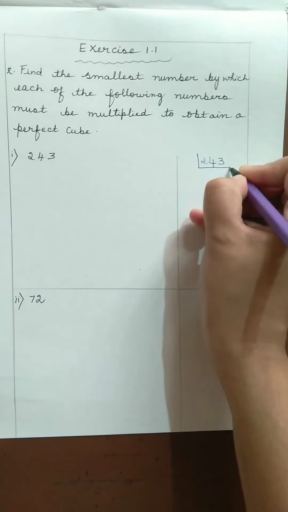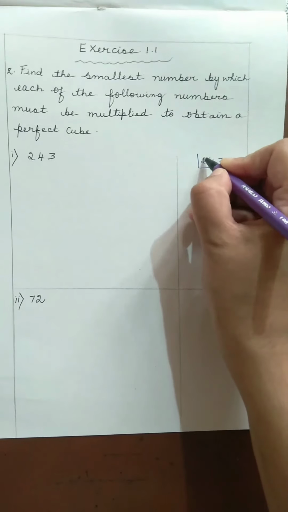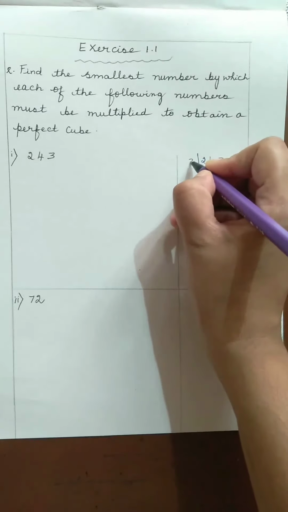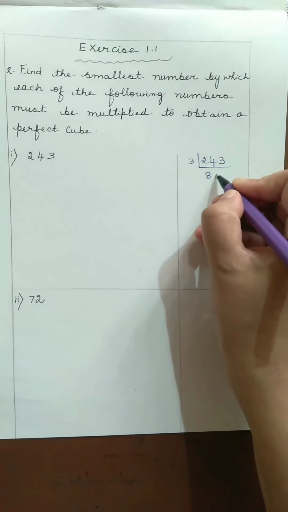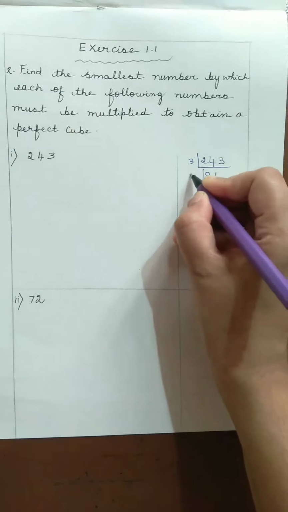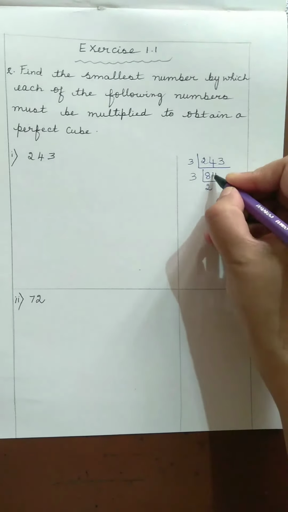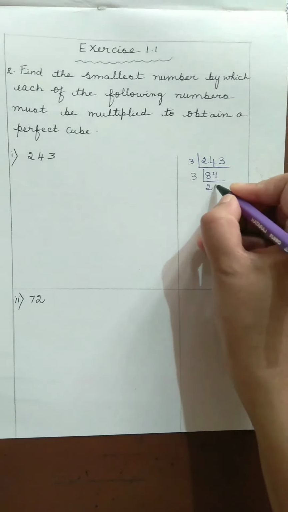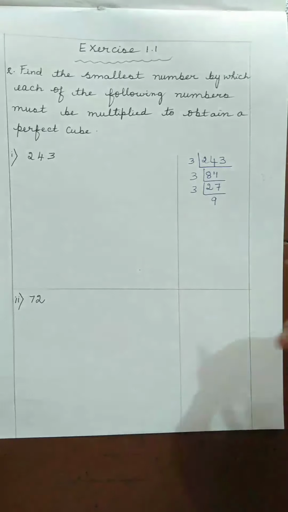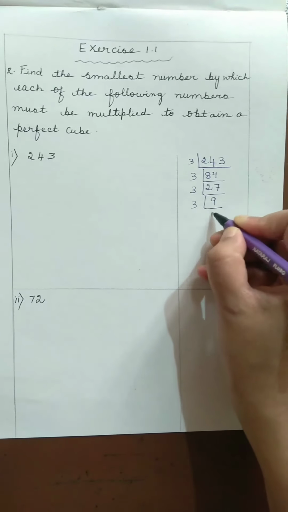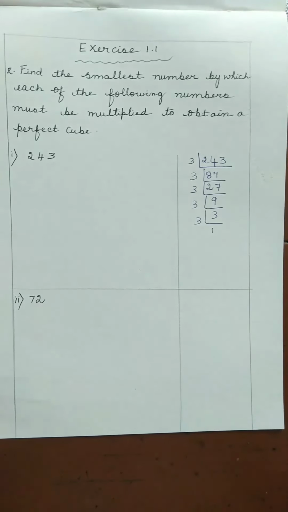Okay, so we have 243. 243 goes by 3. 3 8s are 24. 3 1s are 3. Again it goes by 3. 3 2s are 6. 8 minus 6, 2 is remaining. Therefore 21. 3 7s are 21. Then 3 9s are 27. 3 3s are 9. 3 1s are 3.